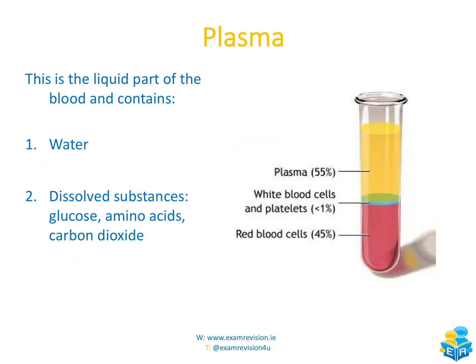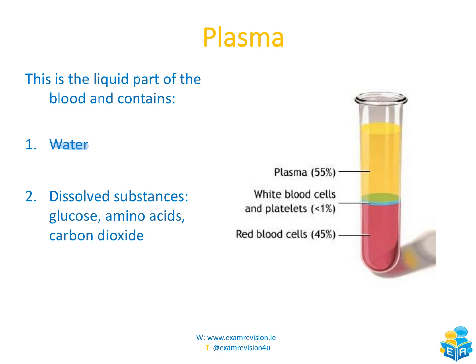Now, the plasma, we've already mentioned how it's the liquid part of the blood, and generally it's going to consist of a couple of different things. It's mostly going to be consisting of water. Okay, it's the liquid part of the blood. It's going to consist of water, and it's also going to contain some dissolved substances as well.